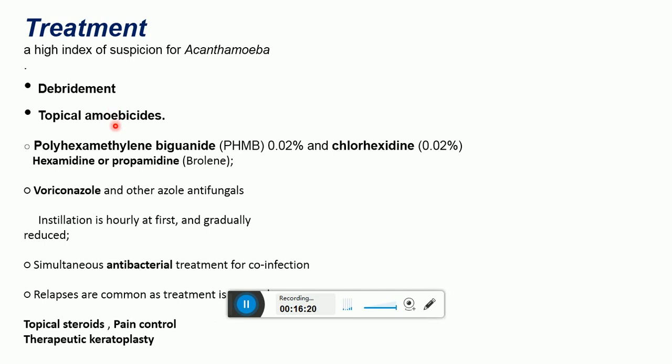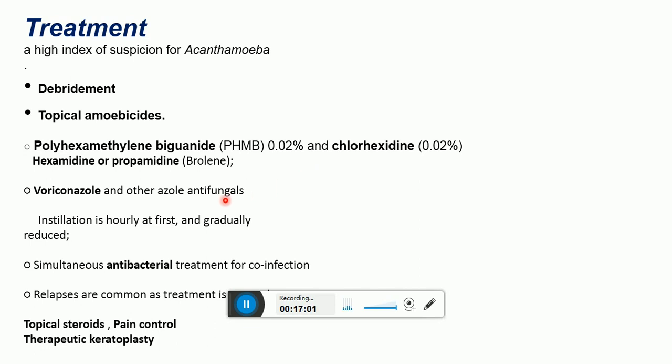Topical amoebicides: acanthamoeba cysts are resistant to most antimicrobial agents. Although successful outcomes have been reported using a variety of topical preparations, it is likely that some of these are active only against the trophozoite stage. Polyhexamethylene biguanide (PHMB) 0.02% and chlorhexidine 0.02% kill trophozoites and are cysticidal.